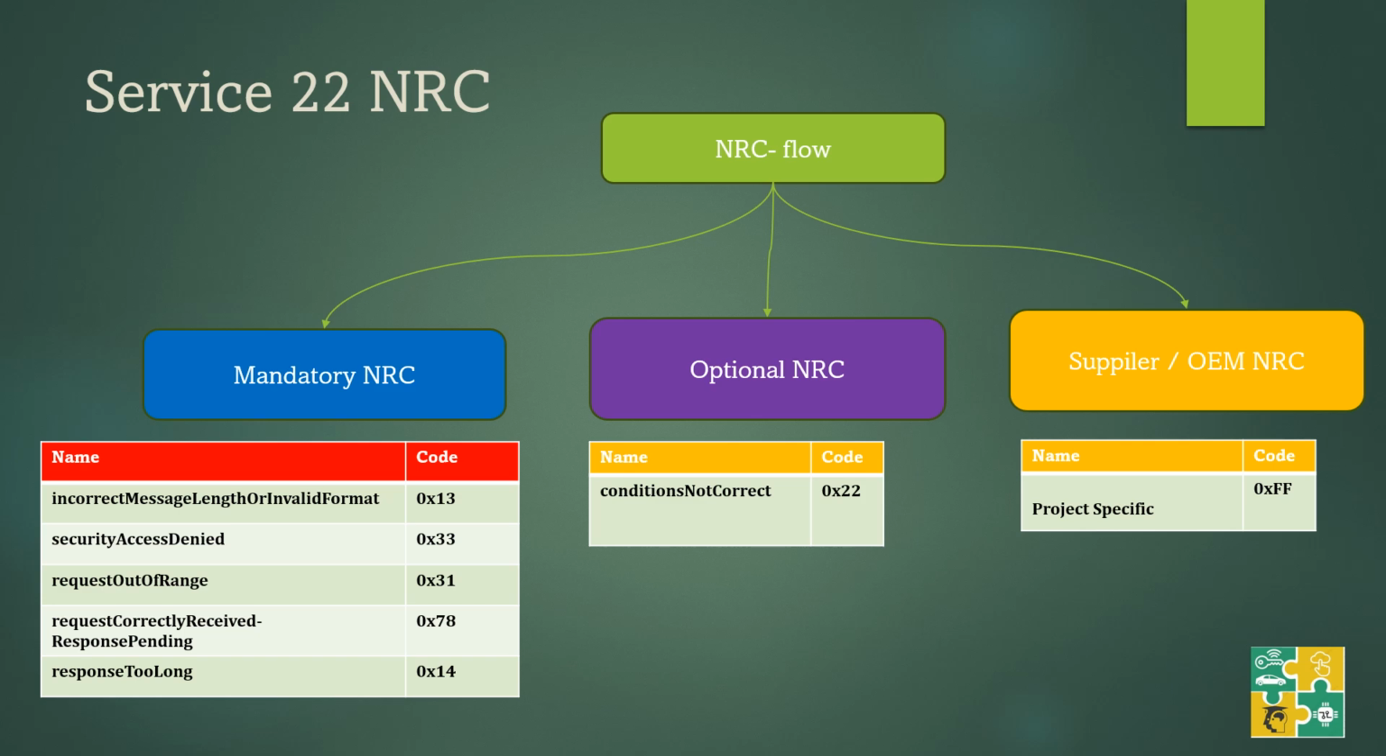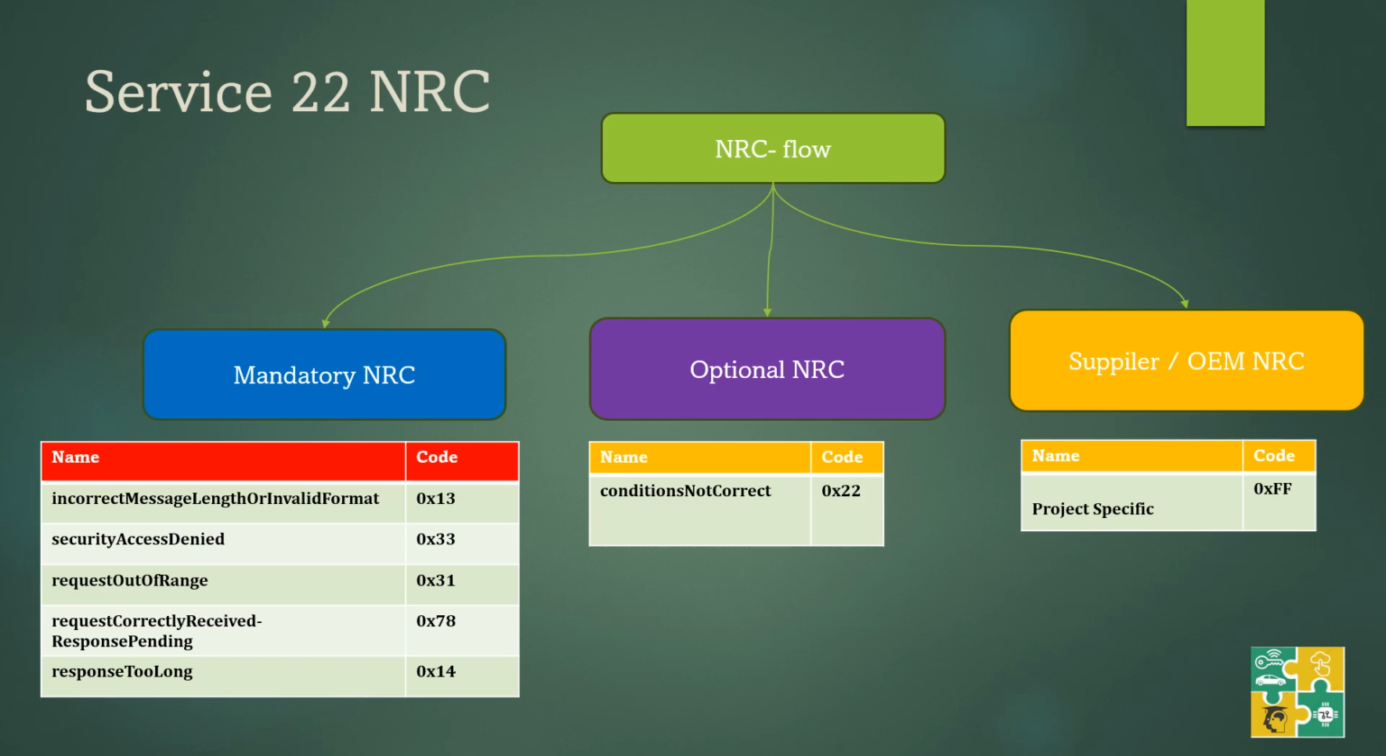13, as usual, is a length. 33 is a security access, and then there is request out of range, and then response pending. 78 and 14 are similar, both having basically similar functionality. So we will see them one by one. Here 33 is for the security service.